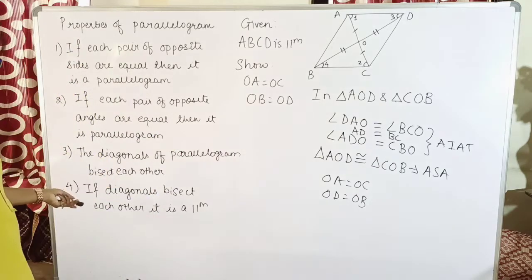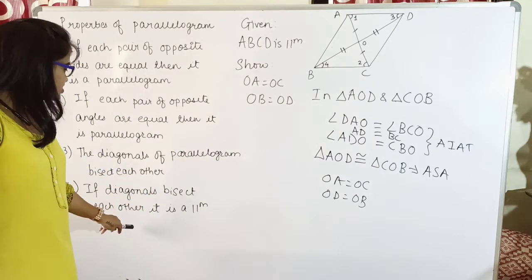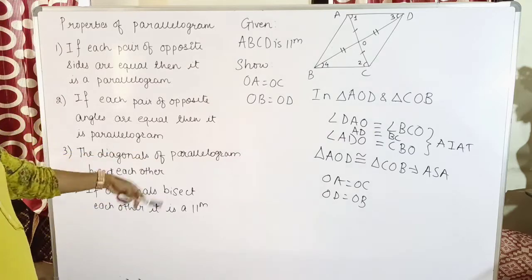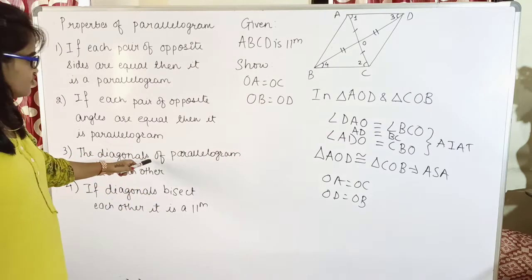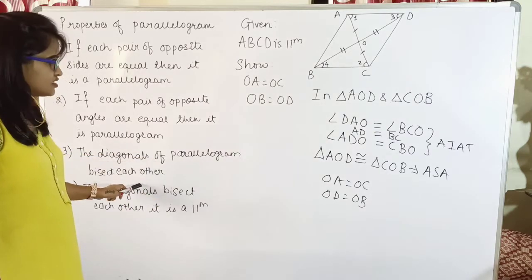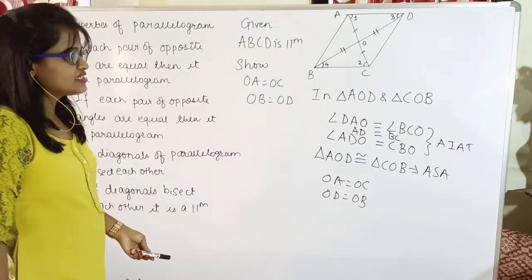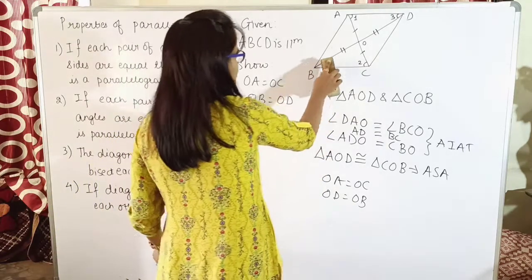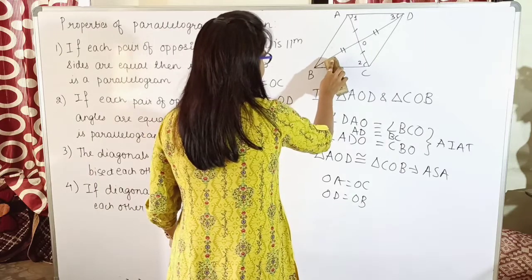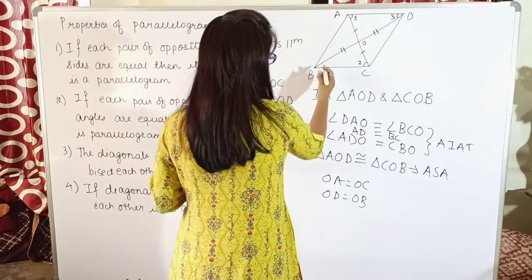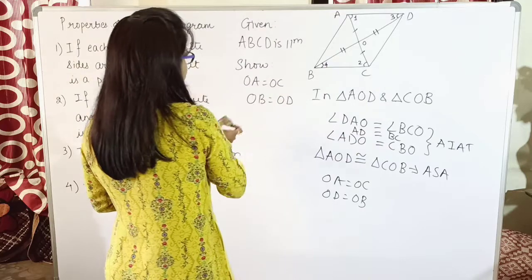Okay. The next theorem says if diagonals bisect each other, it is a parallelogram. So that is again the converse of the above one. Here it was a parallelogram, hence the diagonals bisect each other. Now if the diagonals are bisecting each other, we have to show it is a parallelogram. How can we show it? Okay, so let us keep the names of the angles the same and just change the given.